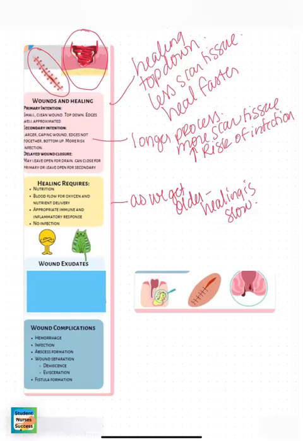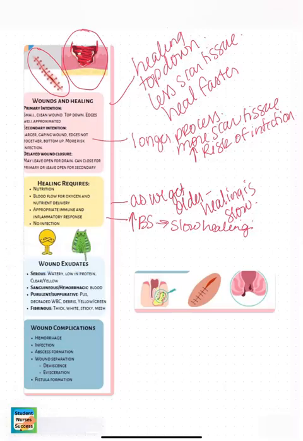We also know that increased blood sugar, like in diabetes, is going to slow healing as well. And let's talk about wound exudates or drainage. There are four different types, and we can sometimes combine some of these and put them together. The first is serous. Serous is watery, low in protein, more of a clear yellow. See this guy right here? He's very serious. So that's serous fluid.